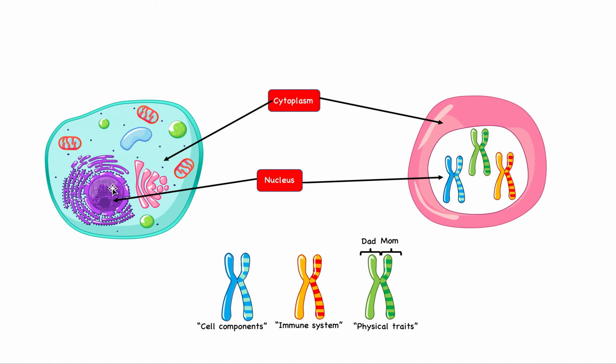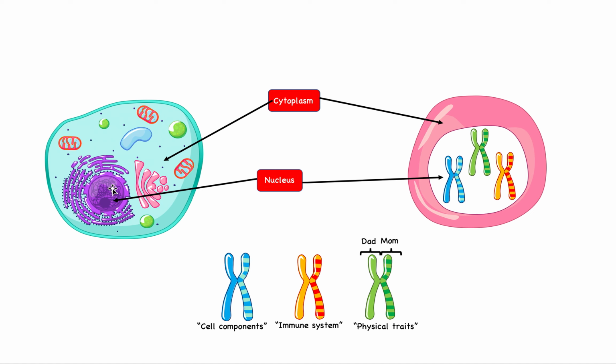So let's keep going. Remember, you have 23 pairs. Each chromosome pair, I made here different colors, and the colors just indicate that they have a different purpose. So for example, I'm just making this up, but this chromosome here could be for physical traits. This one could be for cell structure or something, and this one could be for your immune system, whatever, okay? I'm just making stuff up. So let's now go into the meiosis, the actual process.